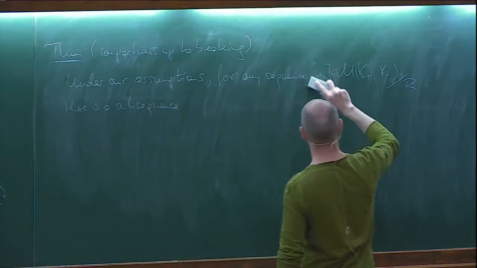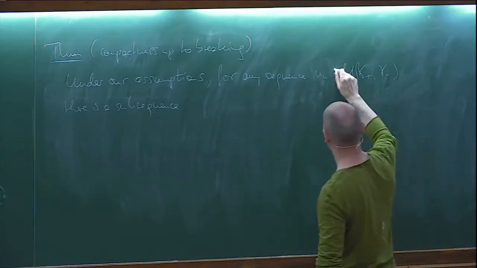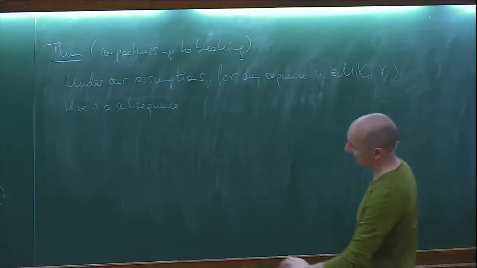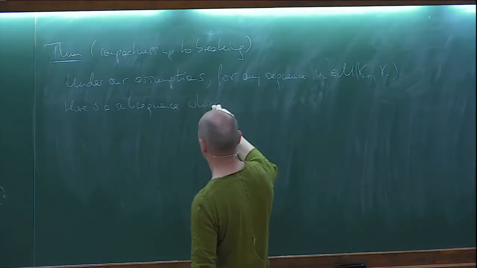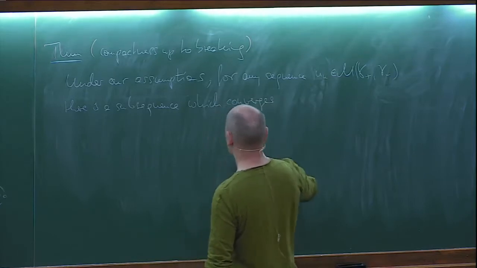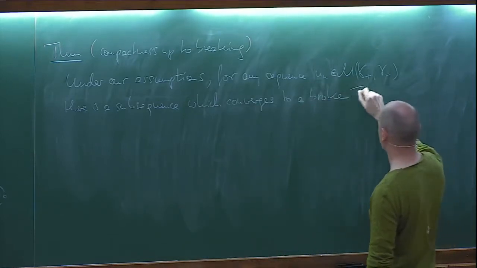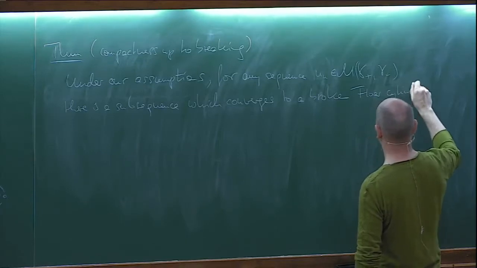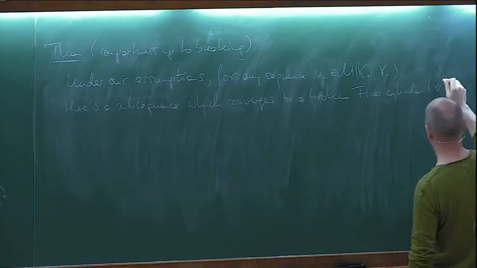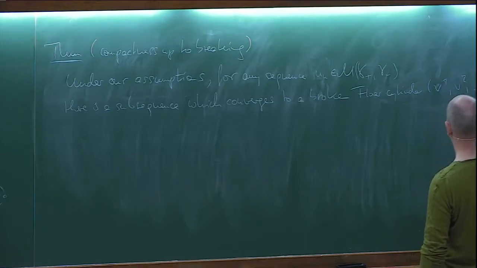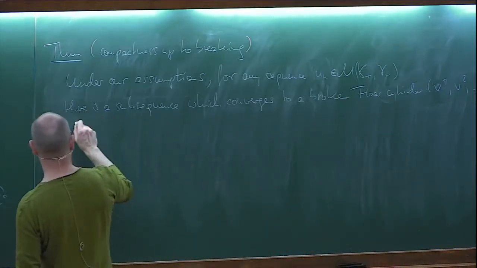So let me go back and just take a sequence, because in order to say what I mean by the convergence, I need the actual maps, not just the maps up to reparametrization. I'll get back to that point. So for any sequence here, there's a subsequence which converges to a broken Floer cylinder in the following sense.